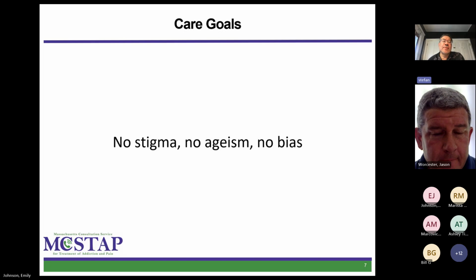The goal for most care, all care, MCSTAP consulting care, especially around these issues of chronic pain and opioids, is to have no stigma, no ageism, and no bias. Those are ideals we seek to provide. And the consultation service, different consultants have slightly different views on the standard of care, which is somewhat broad, to help anyone calling understand the breadth of what you can choose from and trying to help your patient's needs. Next.